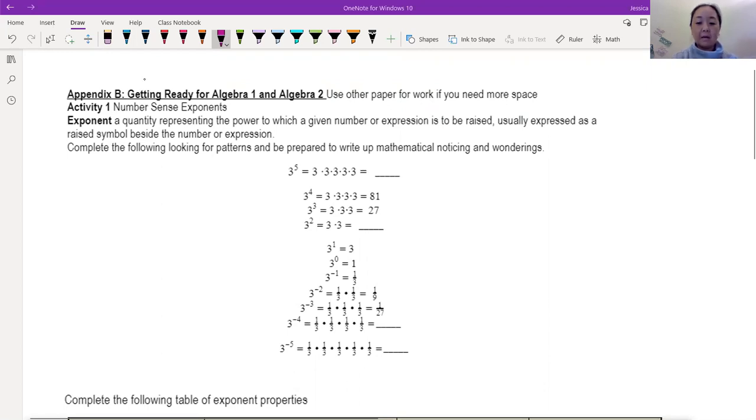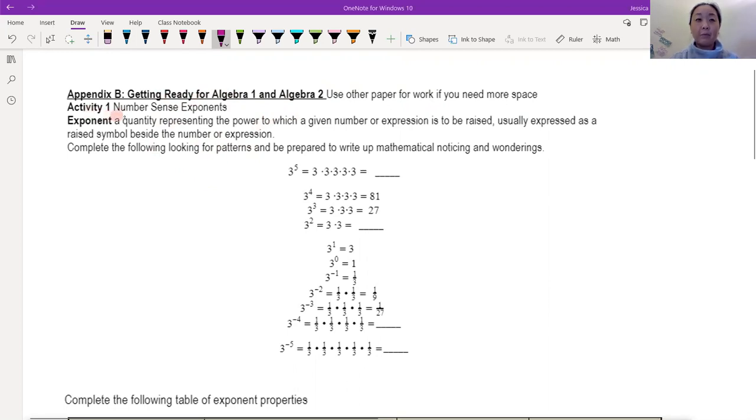Right here, Appendix B. Let me see if I could get that. Yep, Appendix B, getting ready for Algebra 1 and Algebra 2. So these are the skills that you need going into Algebra 1 and Algebra 2 that, if you know these, will help you. So good job. I'm glad you're here.